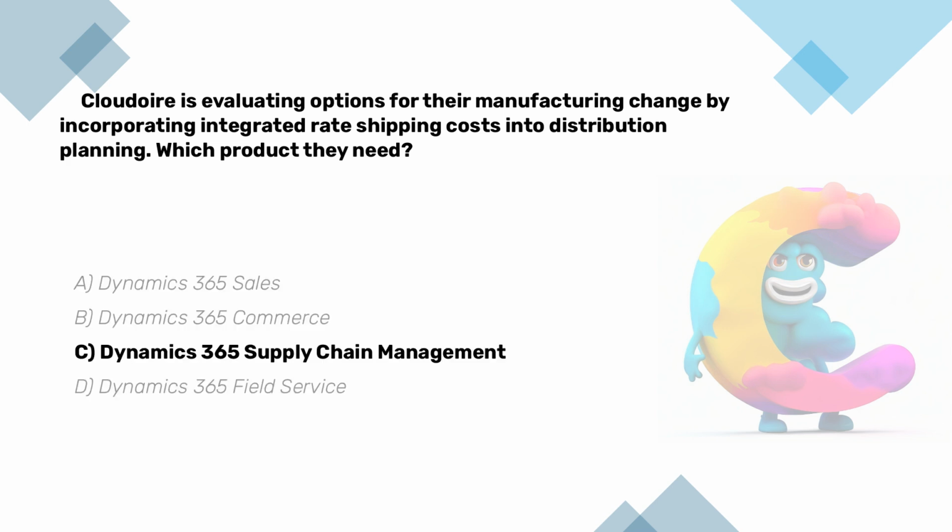Dynamics 365 Supply Chain Management is specifically designed to handle the entire supply chain, including logistics, distribution, and shipping processes. It provides features related to integrated rate shipping, which allow companies to automatically calculate shipping costs based on real-time factors such as fuel prices, distance, and time. This directly addresses the company's goal of optimizing shipping costs through a dynamic pricing model, making it the most suitable choice among the options provided.